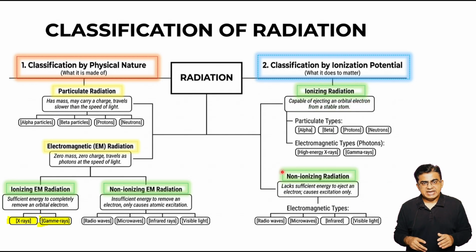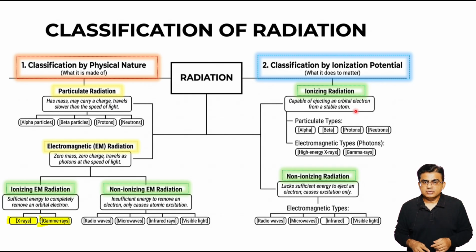Ionizing radiation are, again, as I told you, those types of radiation which have sufficient ionizing potential or energy to eject an orbital electron from a stable atom. Once again, ionizing radiation are those types of radiation which have sufficient ionizing potential or energy to eject an orbital electron from a stable atom. This is the property of this type of radiation that kills cancer cells.